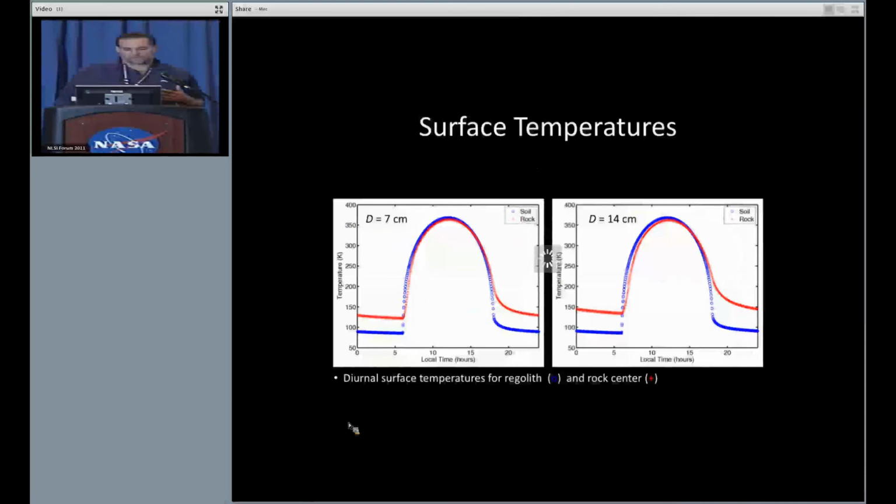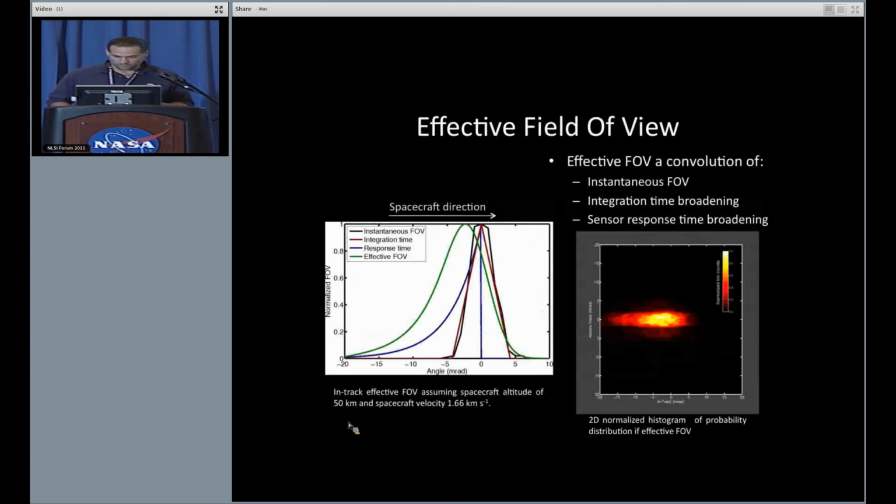So I wanted to take that a bit further and look at different ratios of rocks and regolith to see how that would affect brightness temperatures observed for the Diviner instrument. So what I did was work out what the effective field of view of Diviner actually is, because it's not the same as the instantaneous field of view, and that's partly due to the fact that, because the spacecraft is moving, you've got some finite integration time, so you get some smearing in the in-track direction.